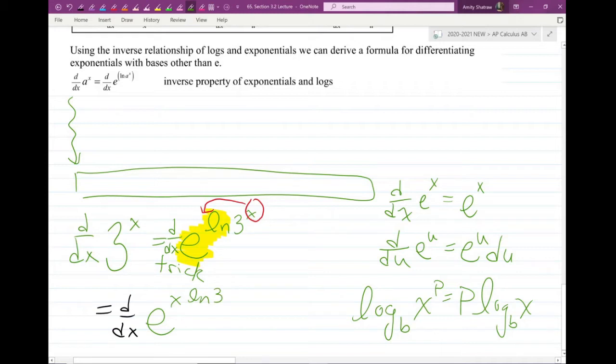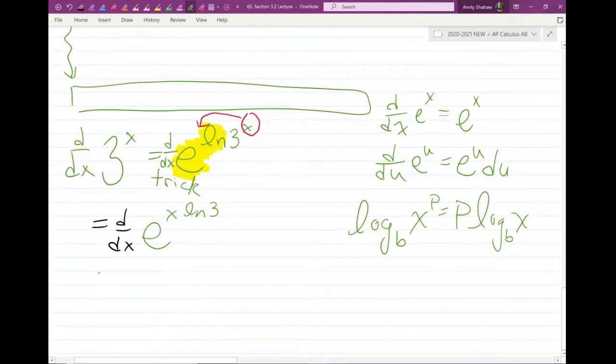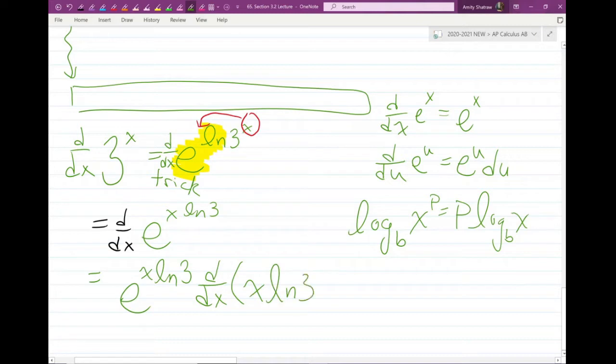A natural log of 3 is just a constant. I don't know what number it is exactly. I could put it into my calculator and find it. It's some sort of decimal answer, probably less than 1, but whatever number it is, it's a slope for my function x. And I mean, let's take the derivative now. I'm actually going to take the derivative of e to the x with a natural log of 3. And then I'm going to take the derivative of x to the natural log of 3.